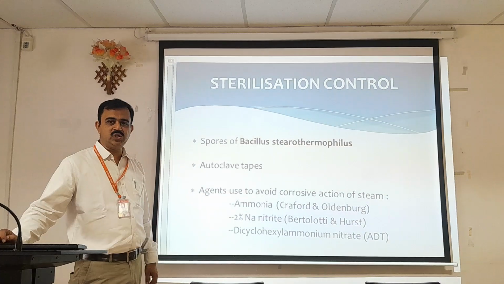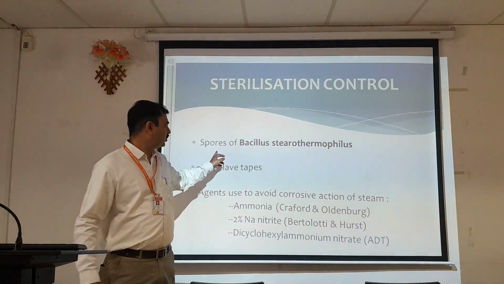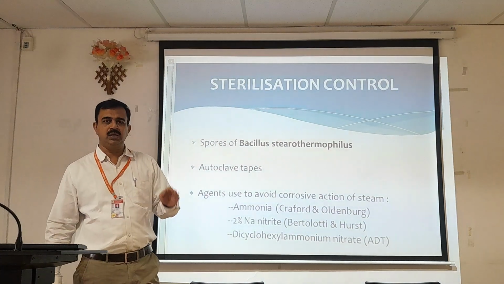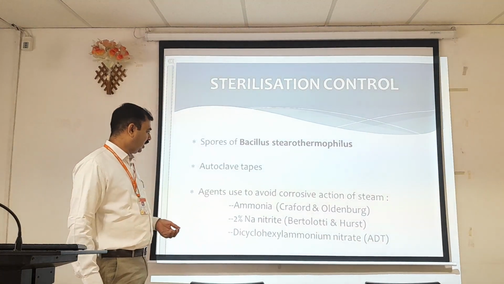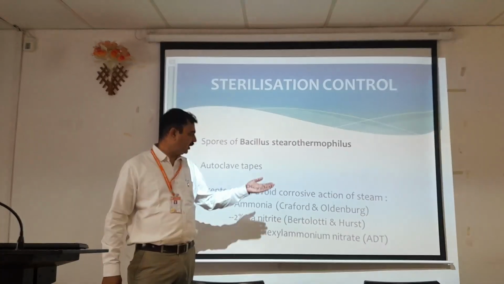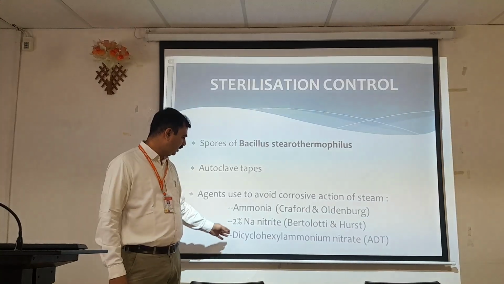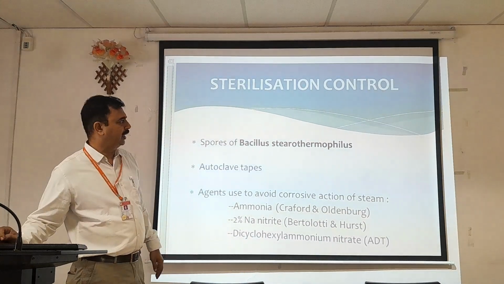Sterilization control, how we can check. The best possible option is Bacillus stearothermophilus. This is the spore of Bacillus stearothermophilus. Autoclave tapes are now available, color-changing tapes, which you put inside and can easily go along with. Agents to avoid corrosive reaction of the steam: ammonia, 2% sodium nitrite and dicyclohexylammonium nitrite are utilized.